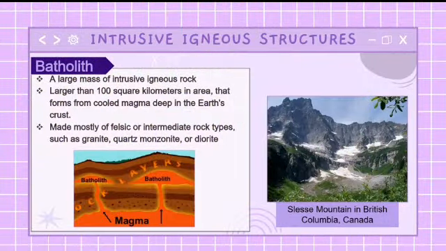The fourth one is the batholith. A batholith is a large mass of intrusive igneous rock larger than 100 square kilometers in area that forms from cooled magma deep in the Earth's crust. Batholiths are almost always made mostly of felsic or intermediate rock types such as granite, quartz monzonite, or diorite. So, tara siya. Ang magma mo-bulge na siya diha, mo-form siya, mura siya mountain ranges. An example na to is Sleece Mountain in British Columbia, Canada. Kani siya.